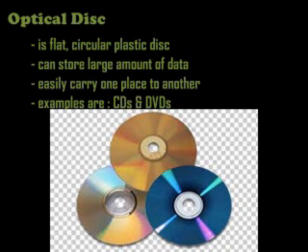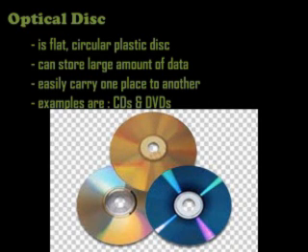Next secondary storage device is optical disc. An optical disc is a flat, circular plastic disc. It can store a large amount of data. It can be easily carried from one place to another. The examples of these optical discs are CDs and DVDs.